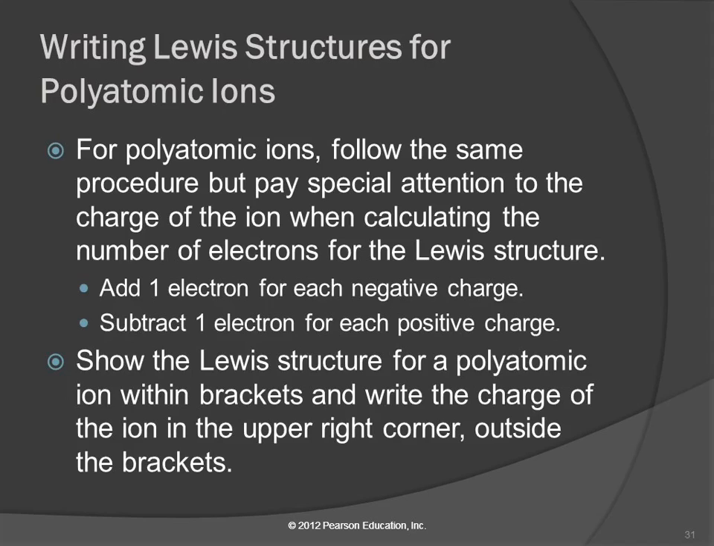We can write Lewis structures for compounds. We can also write them for the polyatomic ions. Remember, polyatomic ions are atoms that are bonded together. They have covalent bonds holding them together, but overall the group of atoms has a charge, and so it's an ion, not a molecule. So we need to pay special attention to the charge of the ion. Again, adding electrons for negative charges, subtracting for positive. And then we're going to show the Lewis structure for that ion within brackets and write the charge of the ion in the upper right corner outside the brackets.